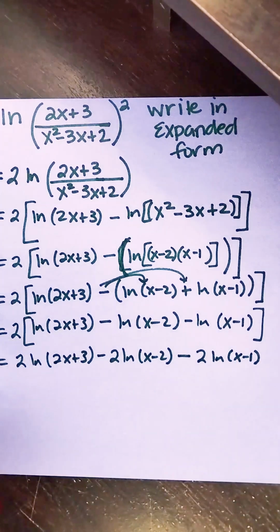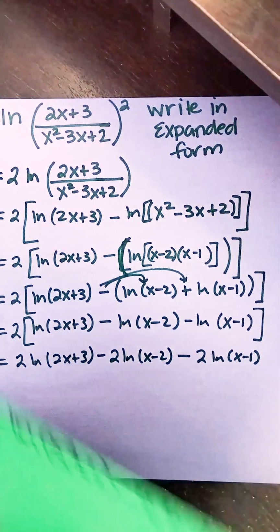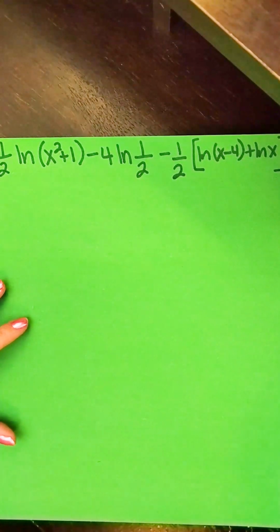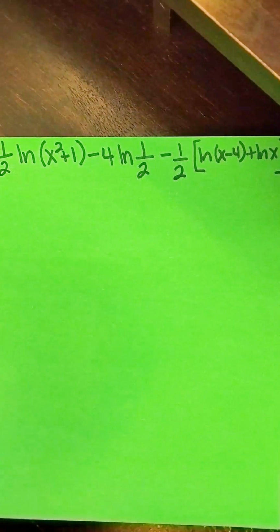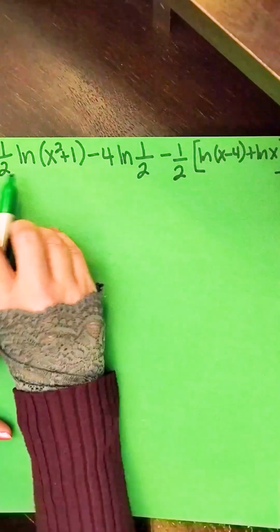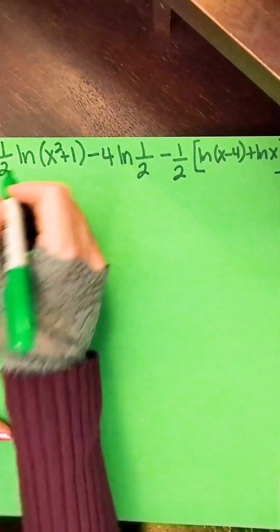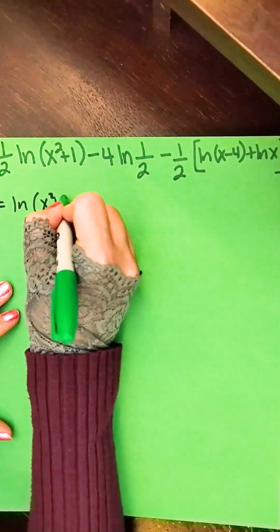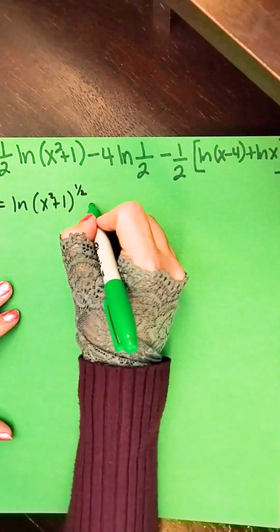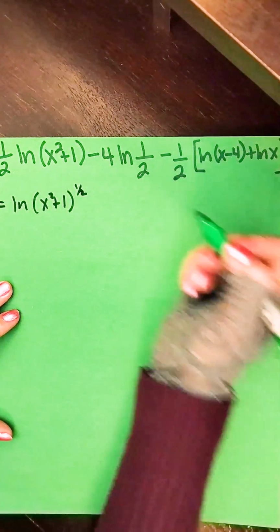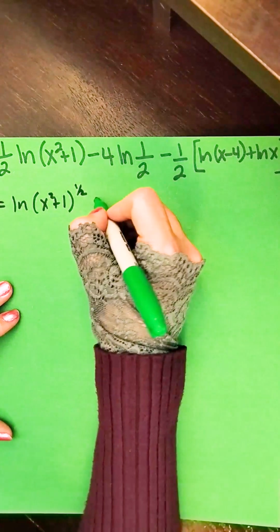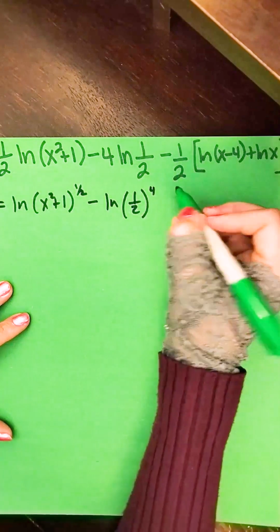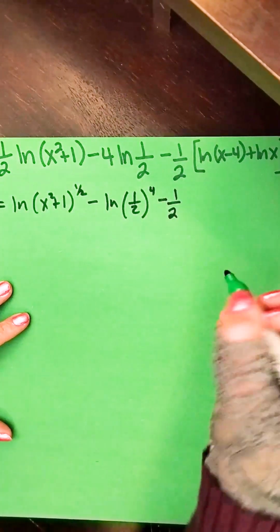Okay, let's do one where you're going the other way, writing it in condensed form. So what I notice here is the 1/2 can be written as a power, and same with the 4. That's natural log of x squared plus 1 to the 1/2, minus the natural log of 1/2 to the 4th power, minus, I'm going to keep this 1/2 here.